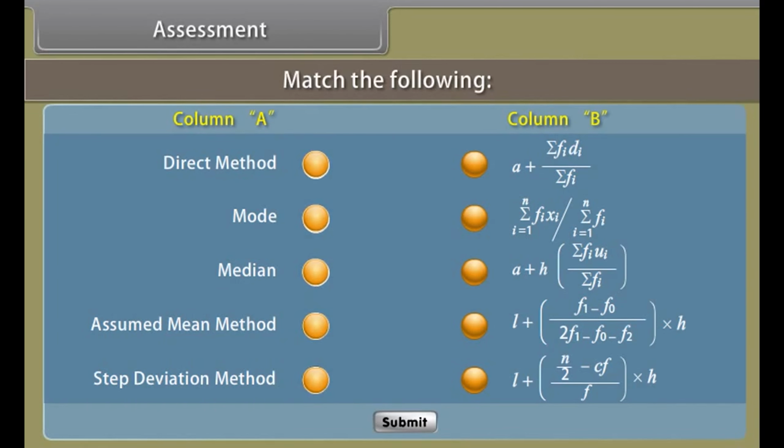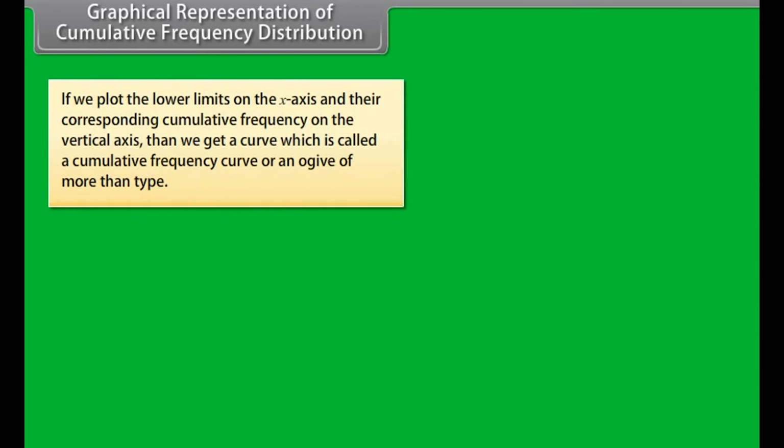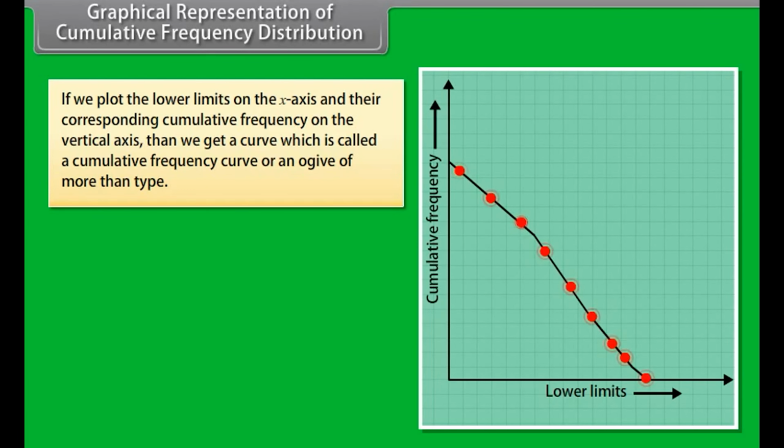Match the following. Graphical representation of cumulative frequency distribution. In this, we plot a graph with upper limits of the class intervals on the horizontal axis and their corresponding cumulative frequency on the vertical axis. And the curve we get is called a cumulative frequency curve or an ogive of less than type. If we plot the lower limits on the x-axis and their corresponding cumulative frequency on the vertical axis, then we get a curve which is called a cumulative frequency curve or an ogive of more than type.